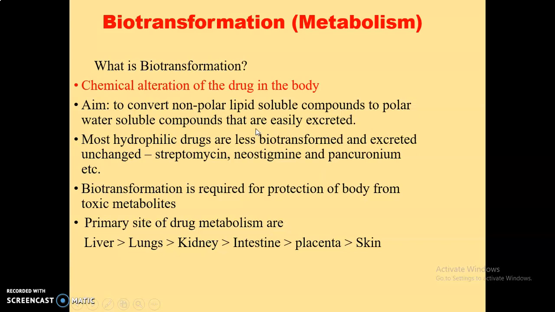Now my next question is: where does biotransformation occur? Which are the sites of biotransformation? Biotransformation is caused by the microorganisms present in various tissues. The primary site of drug metabolism is the liver. The majority of drugs get metabolized in the liver. Drugs which are administered orally all get metabolized in the intestine or in the liver. After the liver, in descending order, other sites of drug metabolism are the lungs, kidney, intestine, placenta and skin.